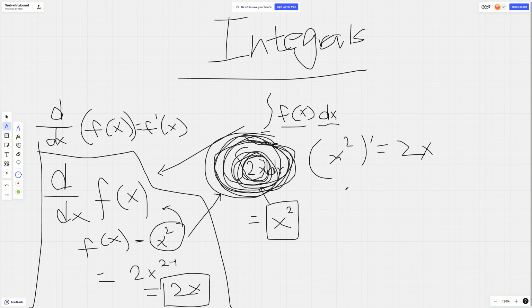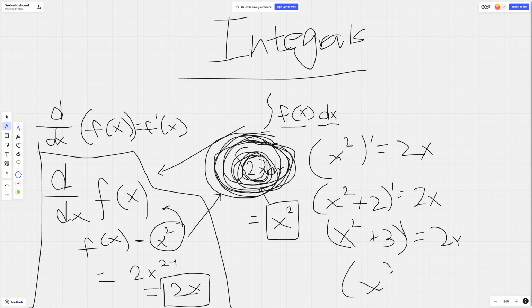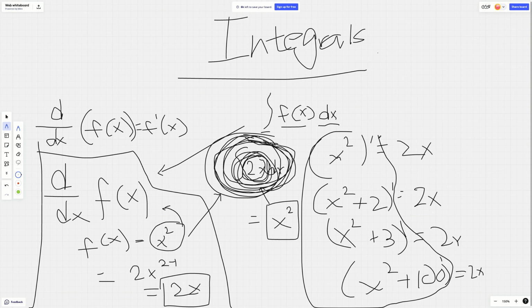But applying our knowledge that the derivative of a constant is 0, can't I say that x squared plus 2 and its derivative is also equal to 2x? And can't I say the same for x squared plus 3 and x squared plus even 5 or even 100? Yes, I can. Notice how I have x squared in all of these examples, but I also am adding or subtracting a constant c.